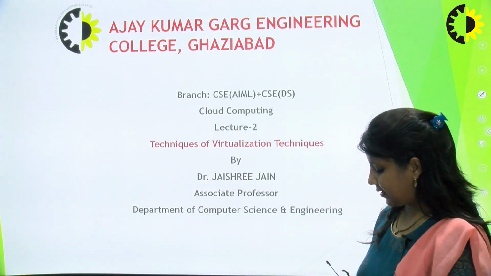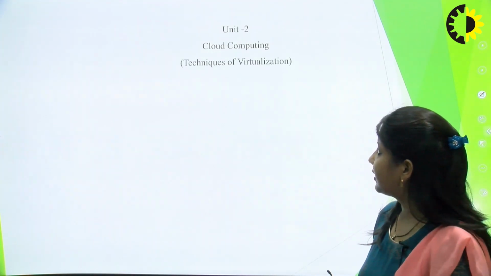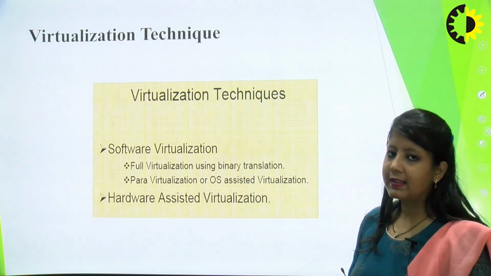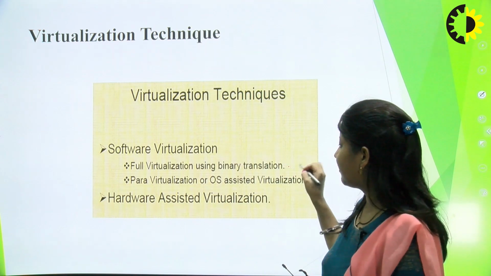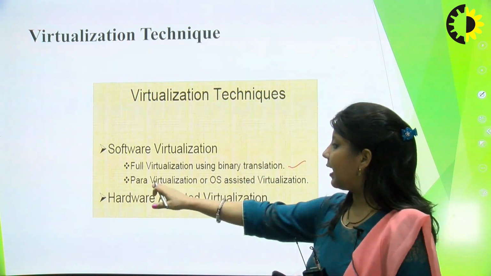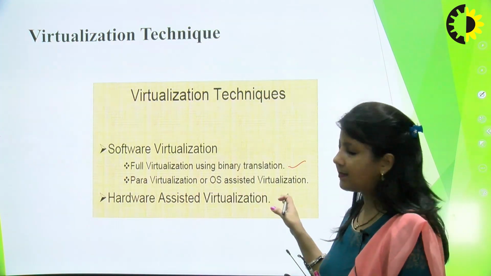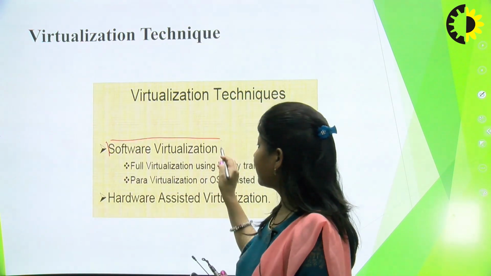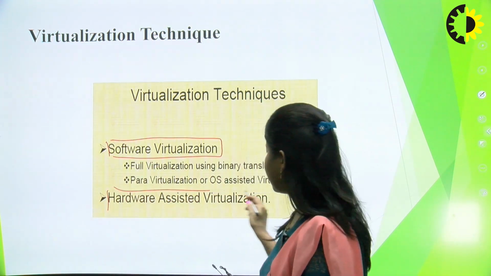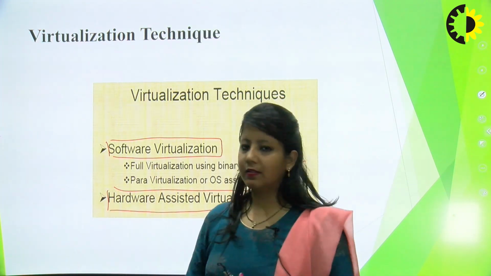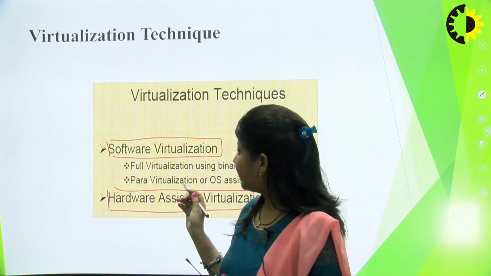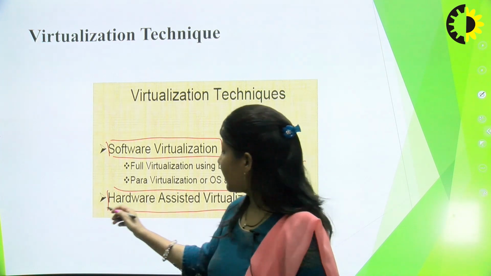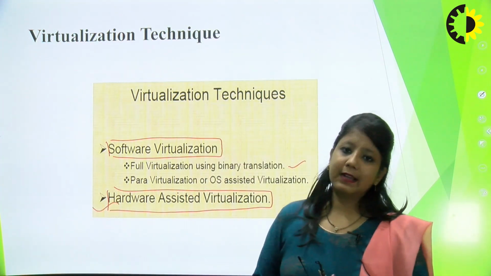Firstly we will understand what virtualization is and what the different techniques of virtualization are. We can mainly classify these techniques into three parts. First is full virtualization using binary translation, and second is para virtualization using OS assisted virtualization. The brief main categories are software based virtualization and hardware assisted virtualization. So we can virtualize our resources in a software based manner, or directly on the bare hardware.